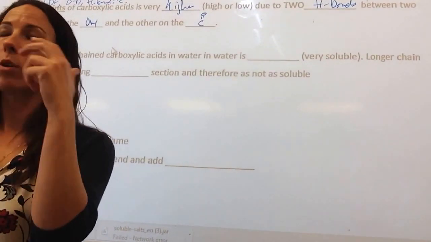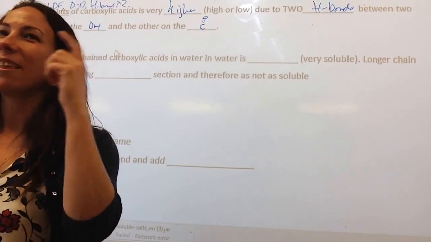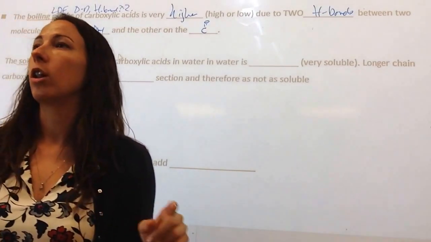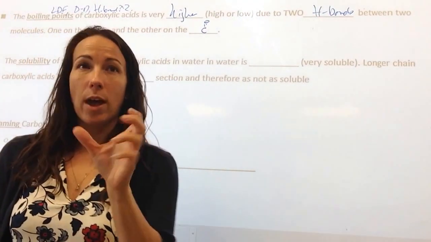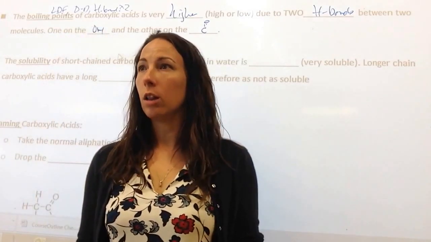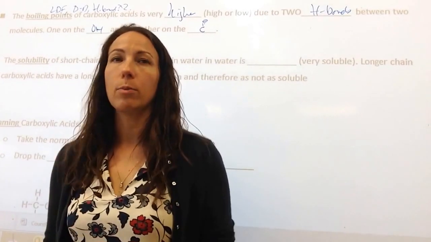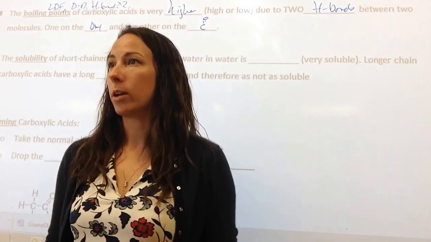Making it a higher boiling point than the alcohol counterpart. So ethanoic acid compared to ethanol: ethanoic acid has two hydrogen bonds, therefore it'll have a higher boiling point.